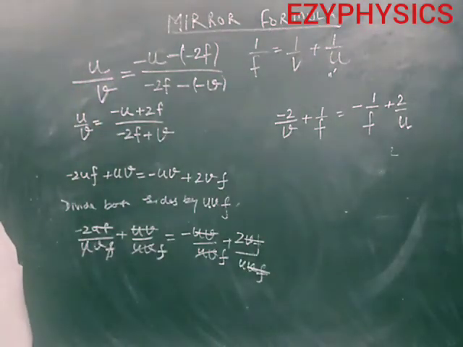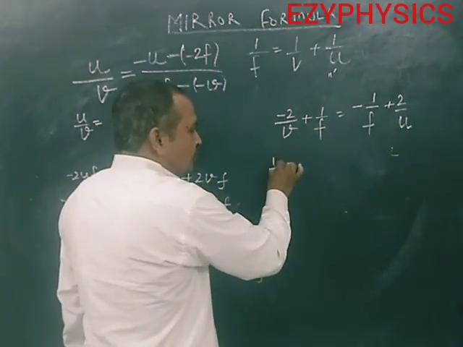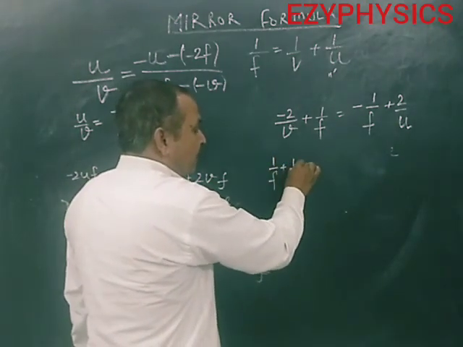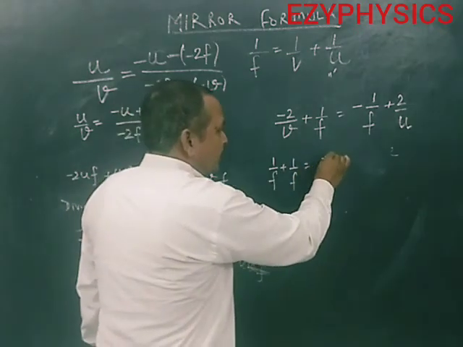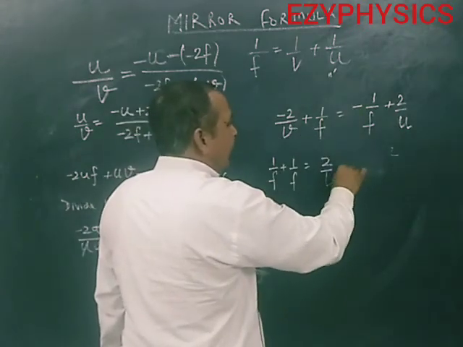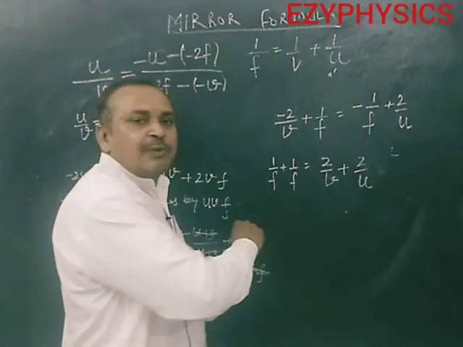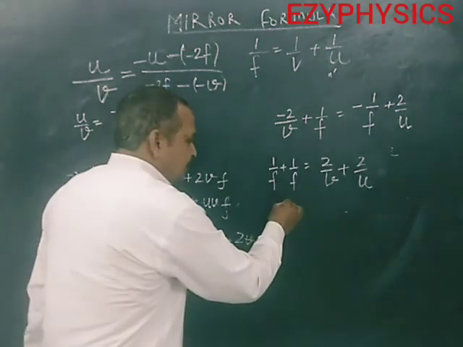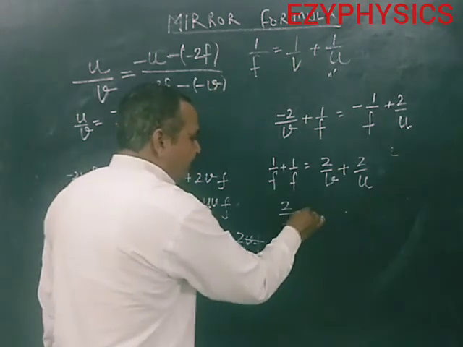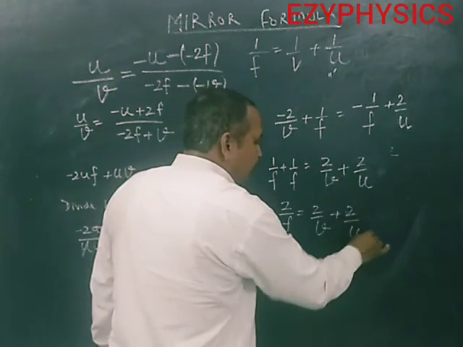Any doubt? Now f terms you can make together and remaining you can keep on one side. So this will come here and become positive. So 1 by f plus 1 by f is equal to 2 by v, this will be plus, and plus 2 by u. Now 1 by f plus 1 by f is 2 by f. That means 2 by f is equal to 2 by v plus 2 by u.